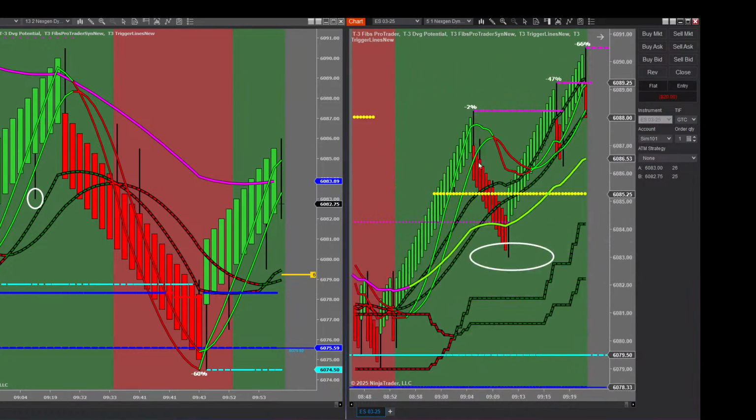Whoops. Could retrace and bounce here. Could retrace there. Area, that's precisely where it came from, and off it went.